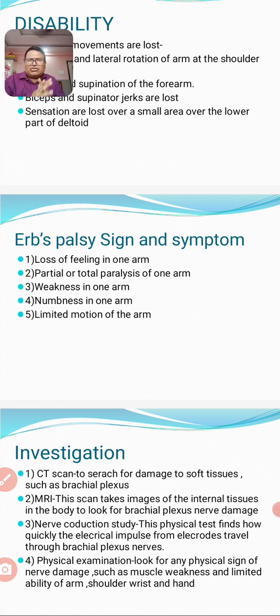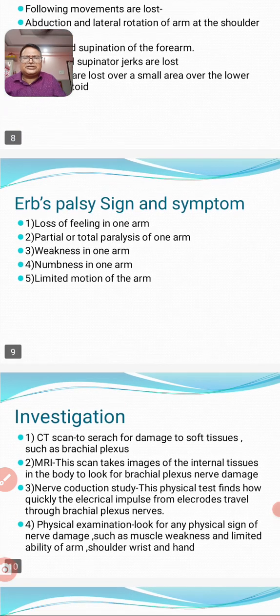And what are the Erb's palsy signs and symptoms? There is loss of feeling in one arm, loss of sensation, partial or total paralysis of the arm, weakness in the one arm, numbness, and limited motion of the arm. The arm movement is limited. These are the signs and symptoms of Erb's paralysis.